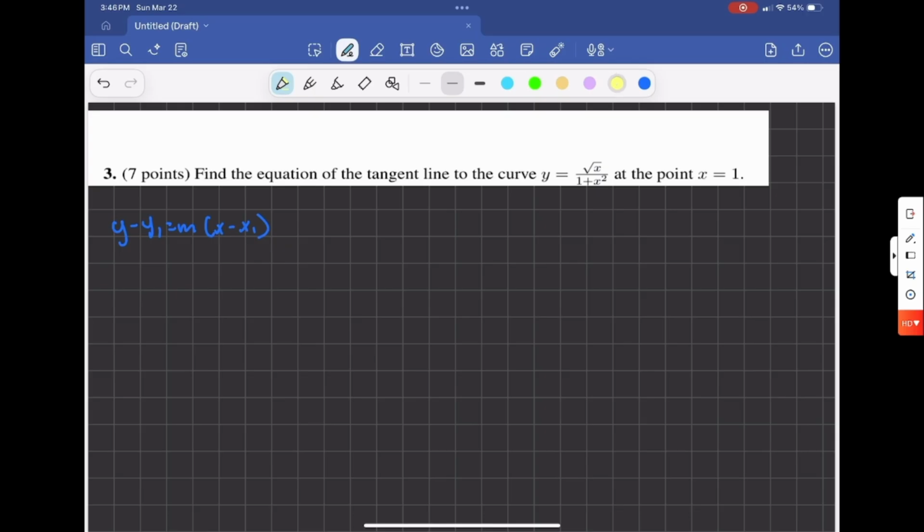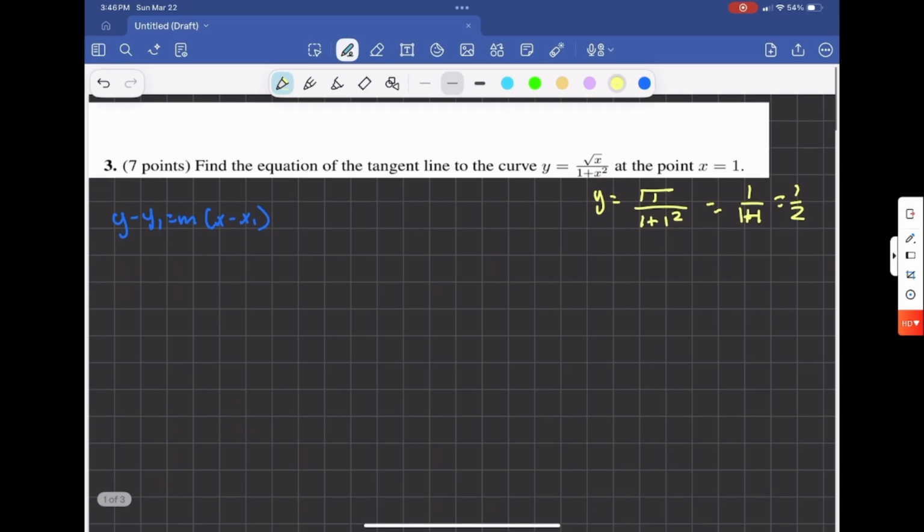I'll just switch a different color. So here we are given only our x, so we're going to go ahead and find our y by just plugging in 1. So 1 over 1 plus 1 squared, which is 1 over 2. So now we have our x and our y. Now we want to find our m, and to find our m, we have to find the derivative of the function and plug in our x.